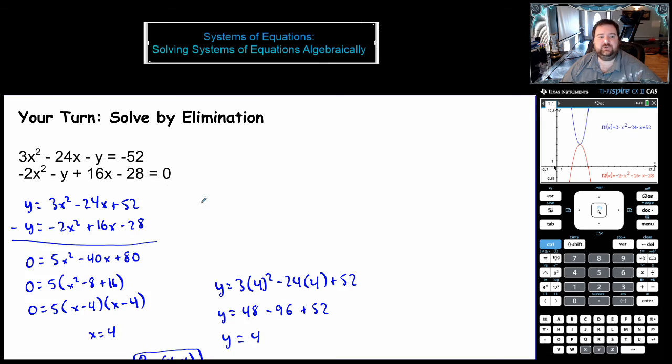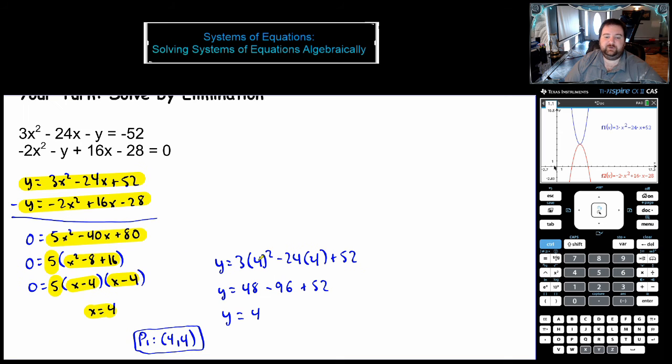Let's take a look at the solution. So what should have happened is you put both of them in standard form, and then you used elimination to cancel out your y's. And you would have got 5x squared minus 40x plus 80. Now, hopefully you saw that your a, b, and c values are all divisible by 5. So you could factor out that 5 to get this simpler quadratic. And that can easily be factored: x minus 4 times x minus 4. And so x equals 4.